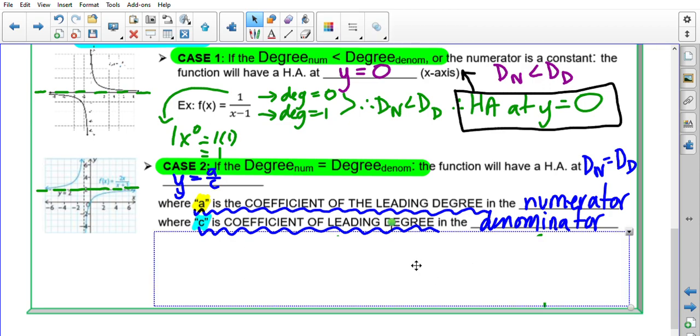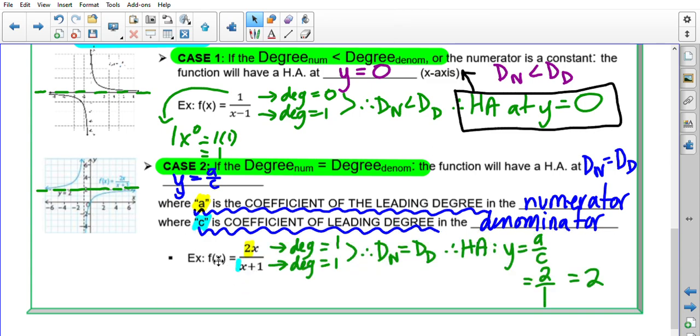So what does that look like in an example? For example, here, I have f of x equals 2x divided by x plus 1. The degree on the numerator is 1, and the degree on the denominator is also 1. So that means their degrees are equal. And notice, always write out this conclusion here. So that means I know there's a horizontal asymptote at y equals a over c. A would be the coefficient of the leading degree here, so 2. Okay, so a is here. And then c is the coefficient of the leading degree in the denominator. The leading term here would be x, and its coefficient is an imaginary 1. So that's why we do 2 divided by 1, which gives us 2. And that is why there is a horizontal asymptote over here at y equals 2.